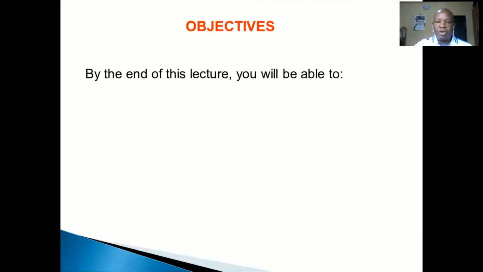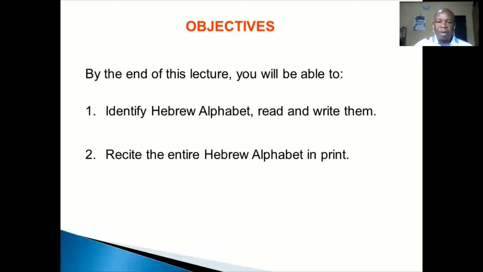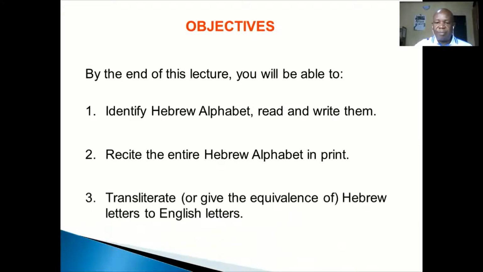By the end of this lecture, you will be able to identify the Hebrew alphabet, how to read it and how to write them. You should also be able to recite the entire Hebrew alphabet in print. You can also transliterate Hebrew letters to English letters. What do I mean by transliteration? It's just to give the equivalent of a particular language in another language. One of the reasons for transliteration is to help you know how to pronounce a particular character you have seen.